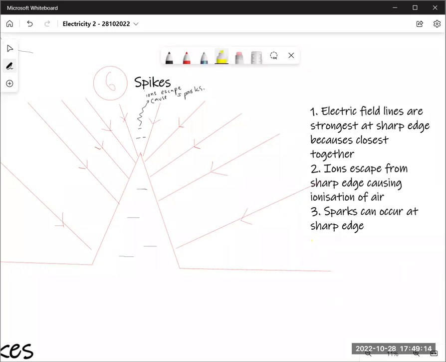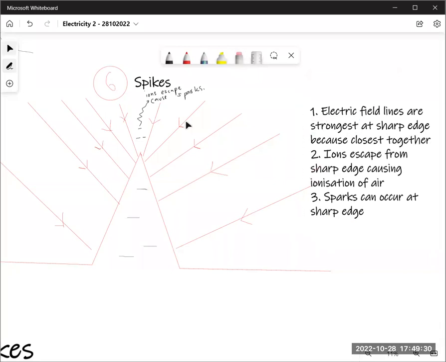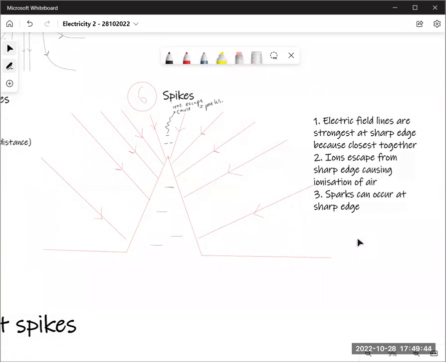Just change this one right here, sharp edge. Now, what we realize here is that electric field lines are strongest at the sharp edge. Why is that? Because they are closest together. The more close the field lines are, the stronger the field lines are. Is that clear? The more close they are, the stronger they are.